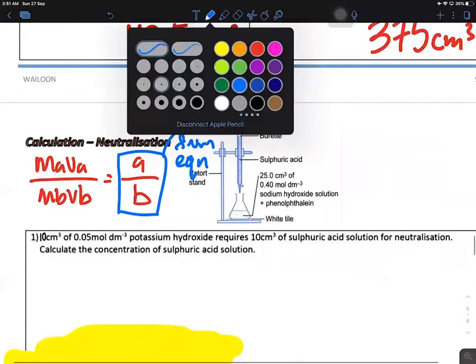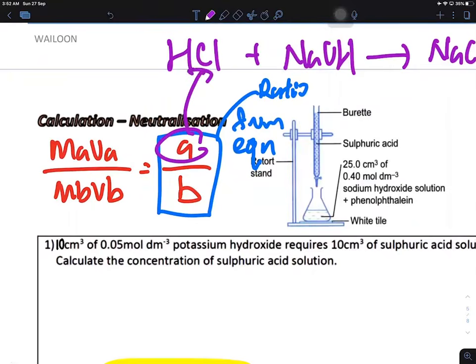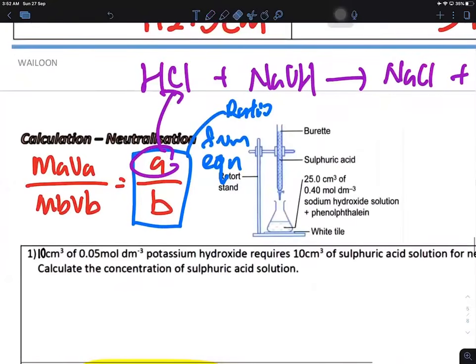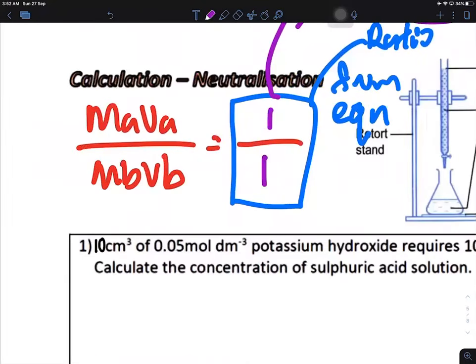Let's say the example, HCl plus NaOH, you get NaCl plus H2O. A means acid. You see, this is a balanced equation. One HCl, so I put 1. How many NaOH? Also 1. Then the ratio will be 1, 1. Here, they can ask you to find any one of the 4 unknowns. They can ask you to find MA, VA, MB, or VB.